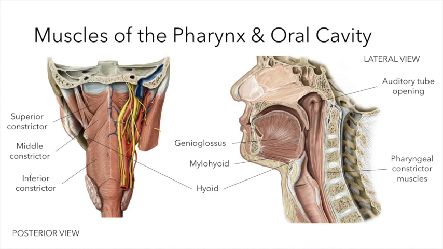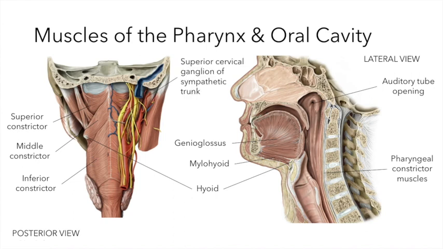These muscles receive somatic motor innervation from cranial nerve 10, or the vagus nerve, and they receive general sensory innervation from cranial nerve 9, or the glossopharyngeal nerve. And then on the picture on the left, you can see there are three separate pharyngeal constrictor muscles, the superior, middle, and inferior constrictors.